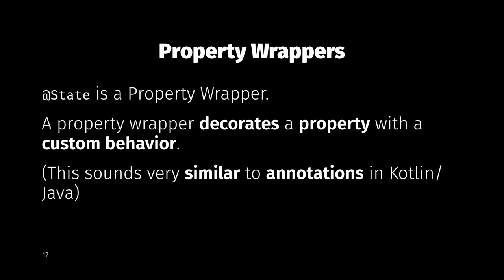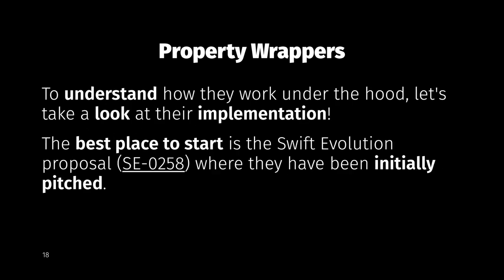And a property wrapper is something that is going to decorate a property with a custom behavior. So it sounds similar to the annotation in Kotlin and Java, with a very interesting difference: property wrappers, as their name suggests, only apply to properties. So it's much more focused than annotations in Kotlin, because we saw that annotations apply to functions and to arguments. Here, it only applies to properties, but still, we'll see that we will be able to implement some interesting things with them.